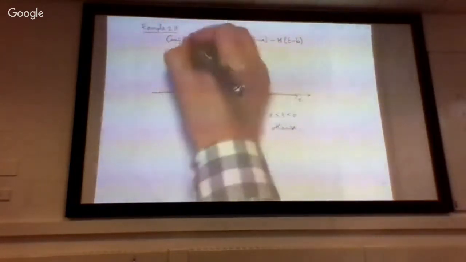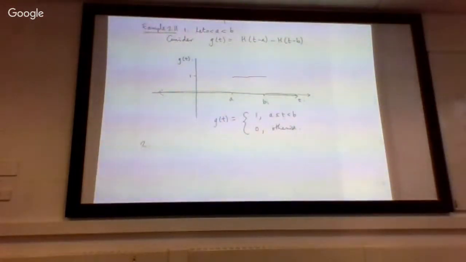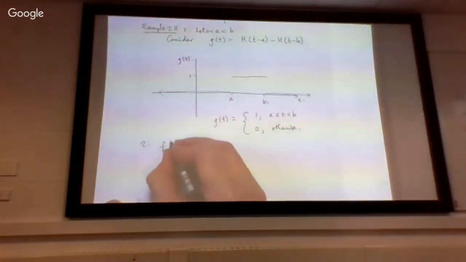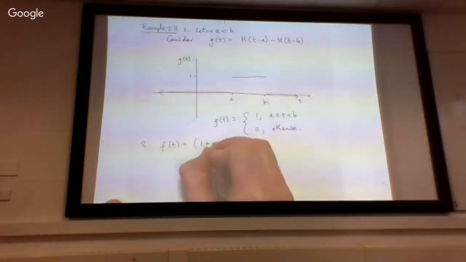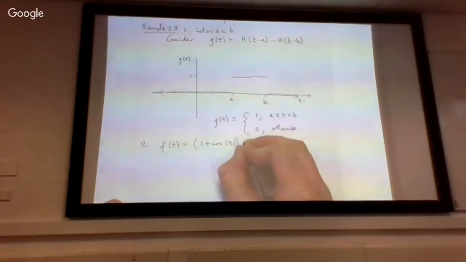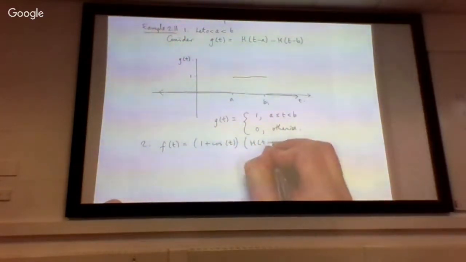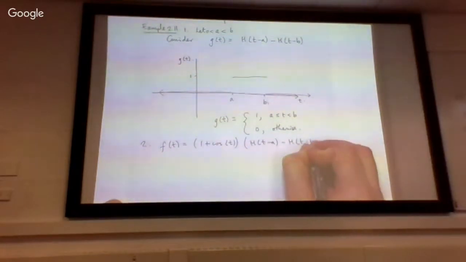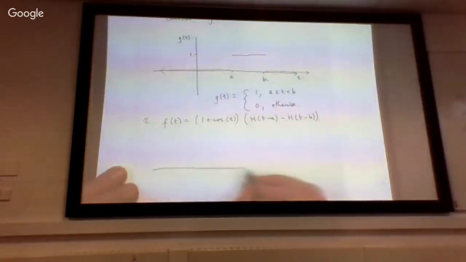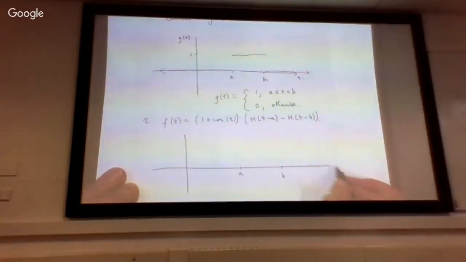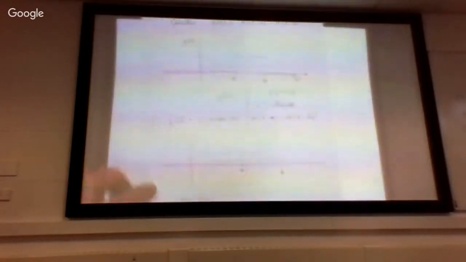The second example just extends that slightly. What does this function look like? So 1 plus cosine of t, multiplied by what we had before, h of t minus a minus h of t minus b. We're still assuming that a is less than b. Well, what happens here? Again, best illustrated with a graph. These are examples, but they pretty much represent some general behavior.